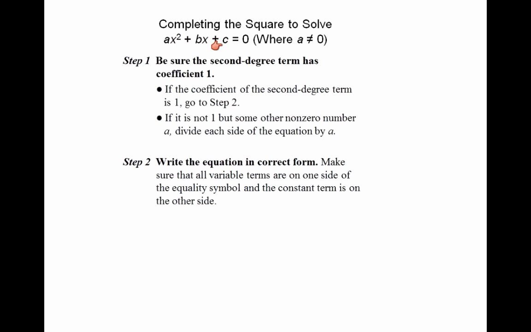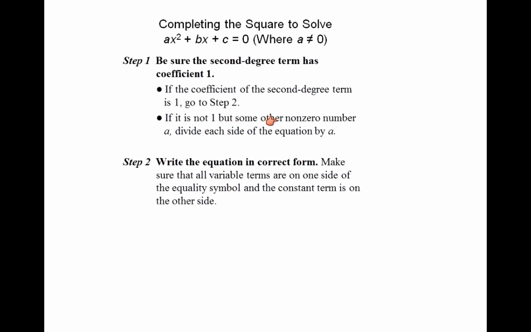Completing the square to solve ax squared plus bx plus c is equal to 0, where a is not 0. Step number 1, be sure the second degree term has the coefficient of 1. This method only works when the coefficient of x squared, or a, is equal to 1. If the coefficient of the second degree term is 1, go to step 2.